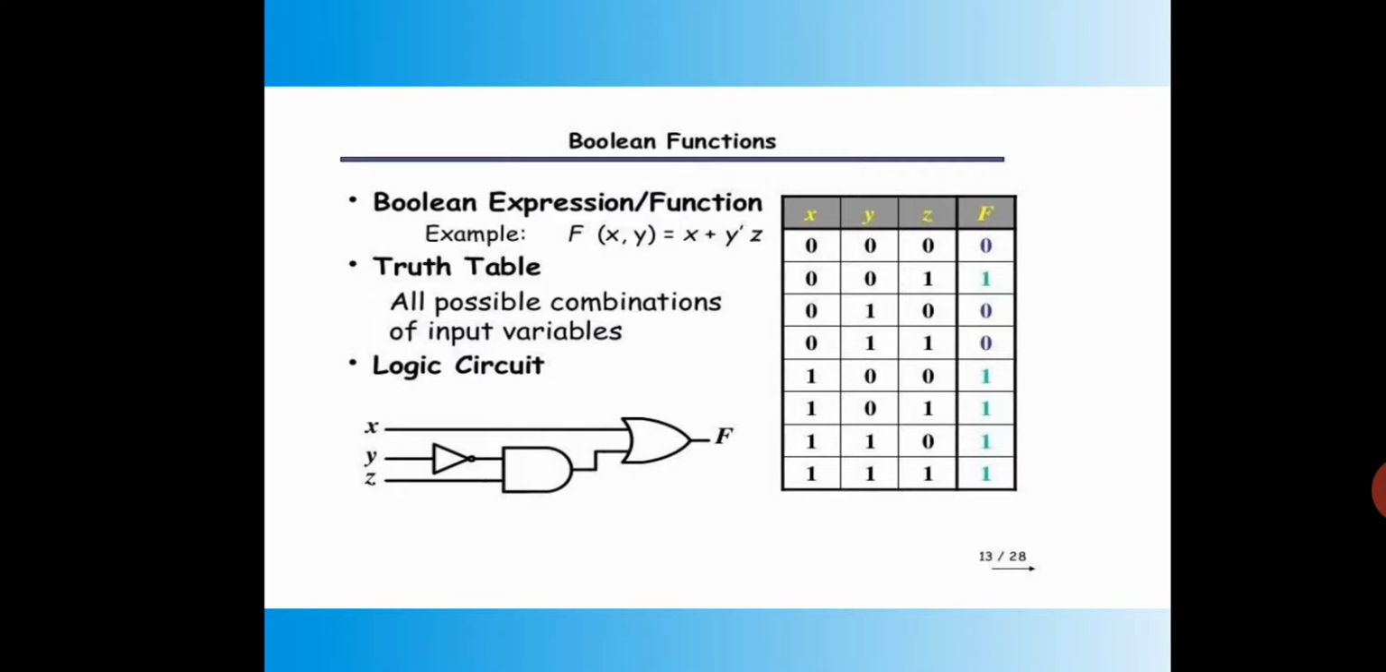So based on that function, don't think about circuits. You just concentrate on that expression f of x comma y, z equal to x plus y dash z.